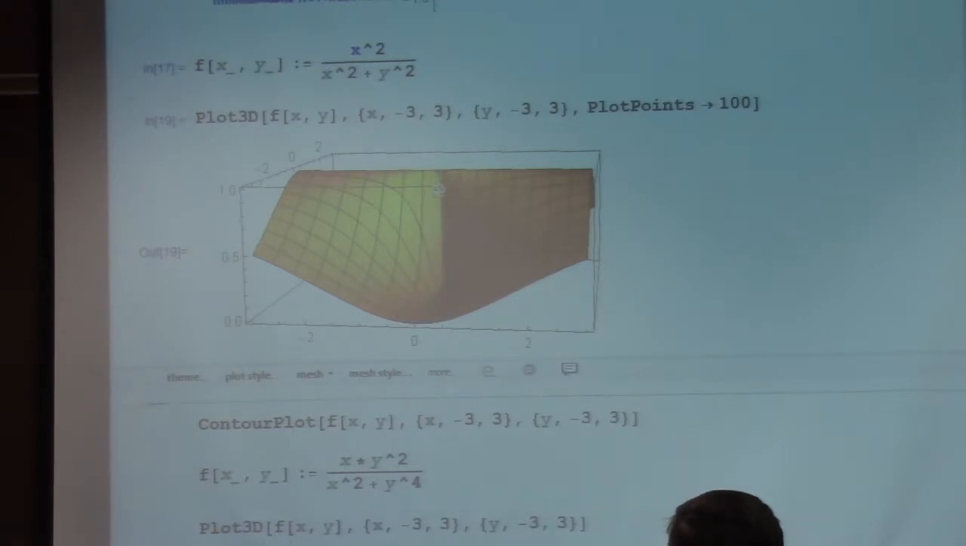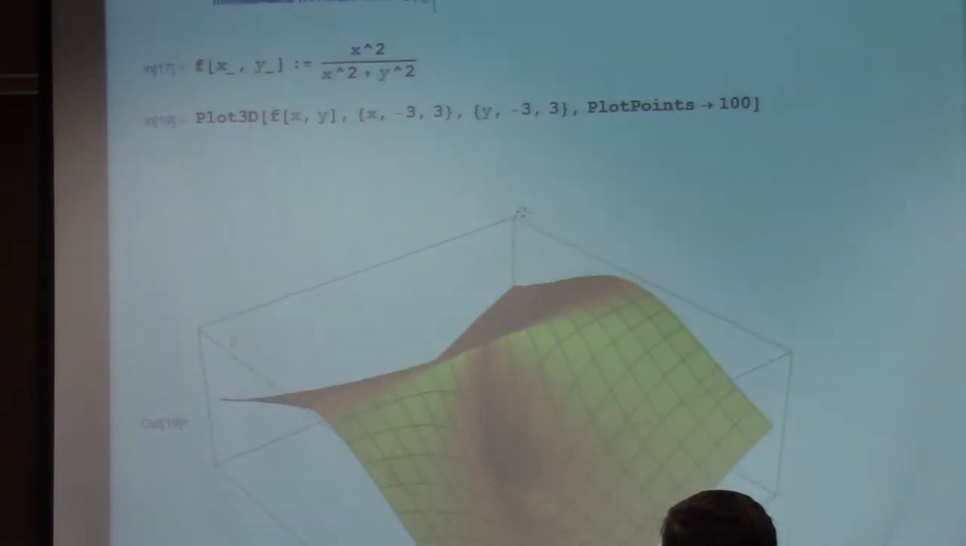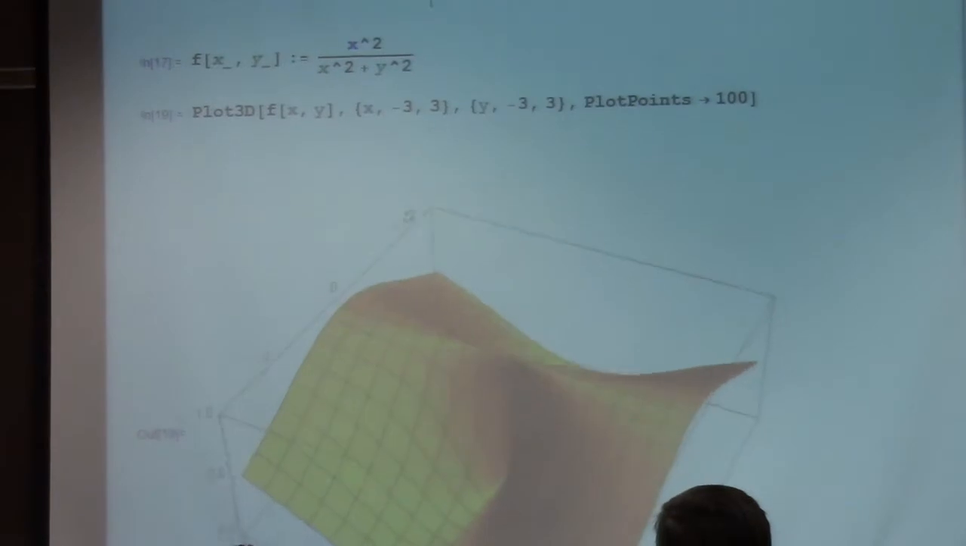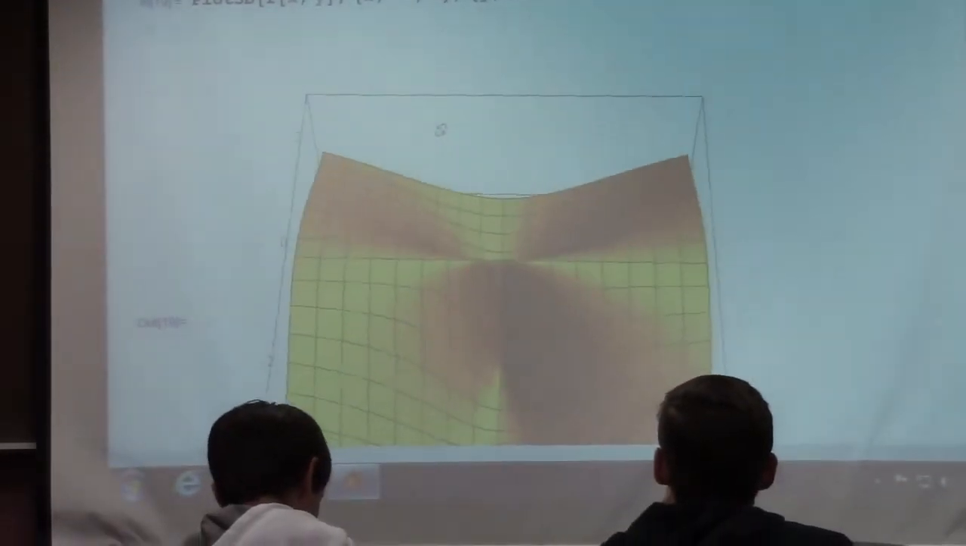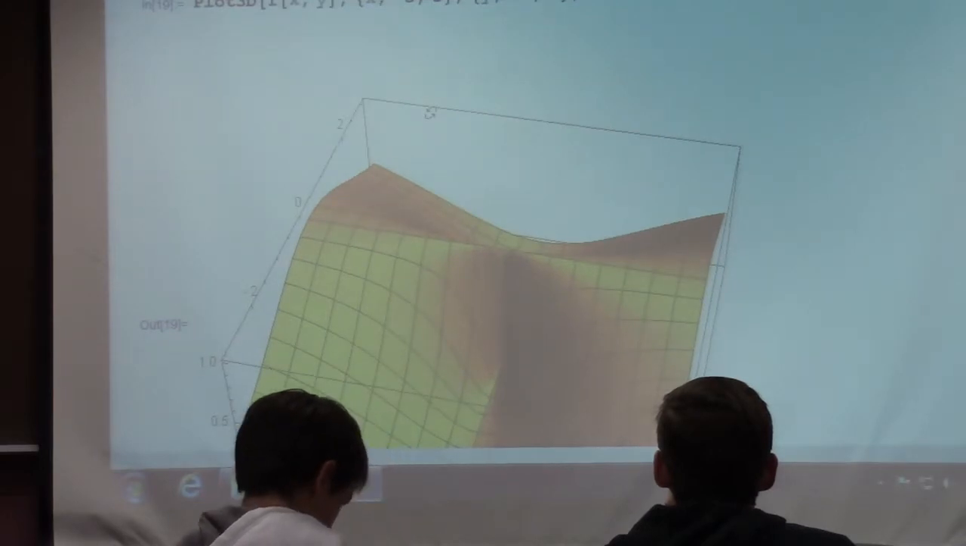It is undefined at the origin, x equals 0, y equals 0. And there is some sort of folding going on with this graph. And that folding that you see here causes the limit as you approach the origin to not exist.